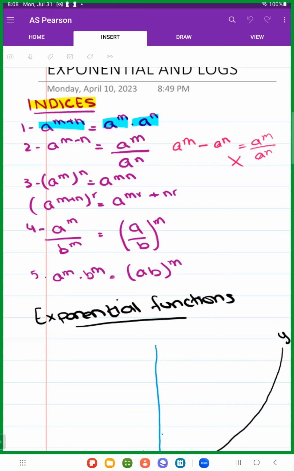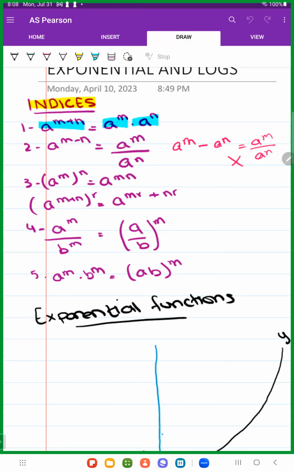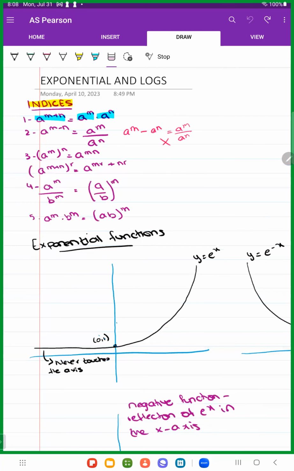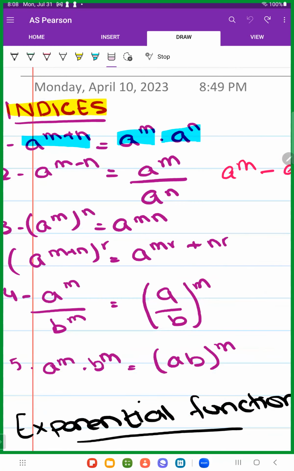So let's first talk about indices. There are several rules of indices. For example, you have a to the power m plus n. How do you open this up? You do a to the power m into a to the power n.